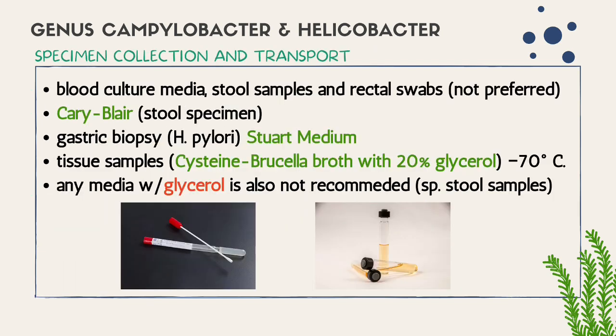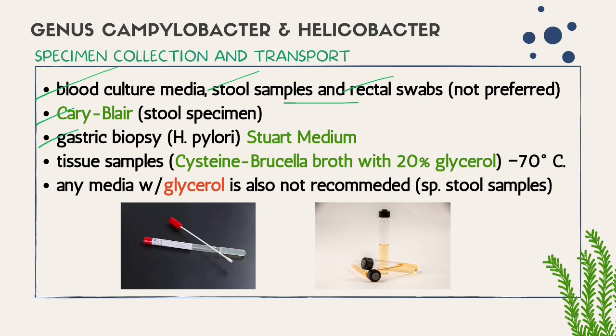So, now, let's go to the specimen collection and transport. So, this is just the same for your Vibrio. For Campylobacter and Helicobacter, we can also accept blood culture media or specimen that came from blood culture bottles. We can also accept stool samples and rectal swab but are not preferred due to the low yield of growth for this particular genus. For stool specimens, specifically if there is a delay in transport, we can use the classic Cary-Blair for this particular specimen.